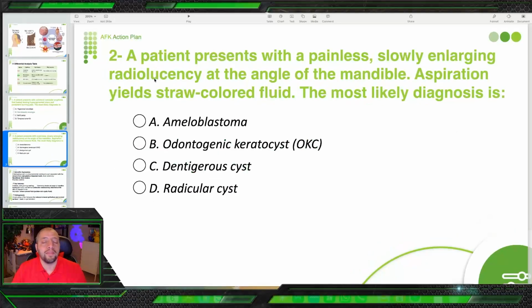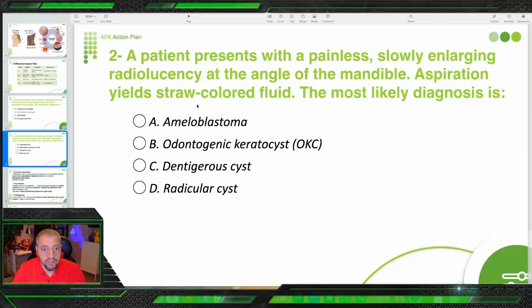Moving to the next question. A patient presents with a painless, slowly enlarging radiolucency at the angle of the mandible. Aspiration yields straw-colored fluid. The most likely diagnosis is ameloblastoma, OKC, dentigerous cyst, or radicular cyst. This is a very common pattern when we're comparing histopathology and clinical presentation to conclude our answer. So the angle of the mandible makes you think about these 3. Radicular cyst, we don't have teeth here, so it's difficult to end up with a radicular cyst. So you are cornered between all 3. Memorization of the histopathology will save you some questions.